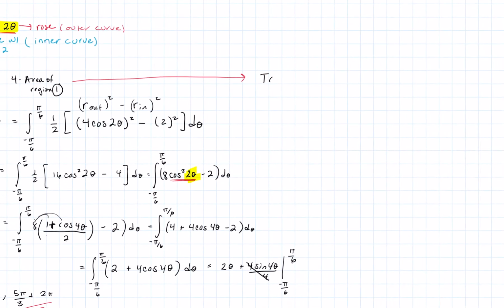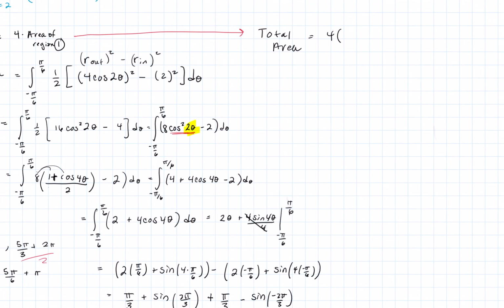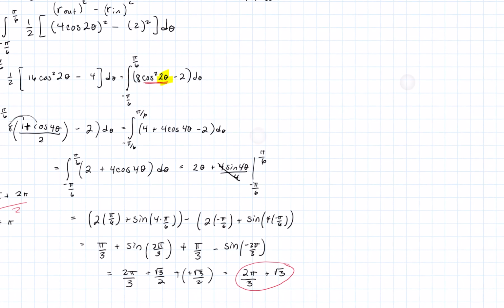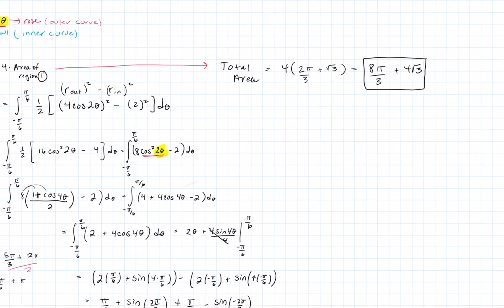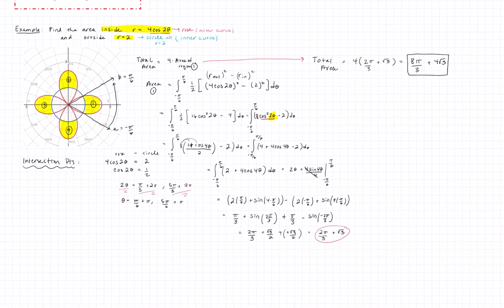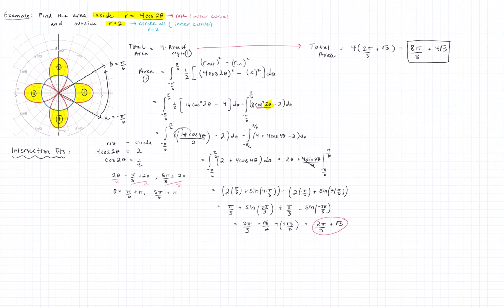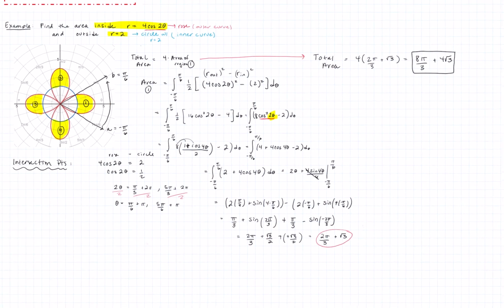So the total area, let's bring total area over here. The total area is 4 times the area that we found for region 1, which was 2 pi over 3 plus root 3. So that's going to give me 8 pi over 3 plus 4 root 3 for the total area of the region that lies inside the rose but outside the circle. Let me get that all on the screen right there.